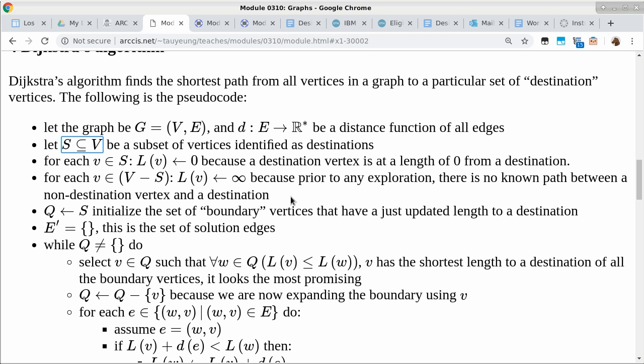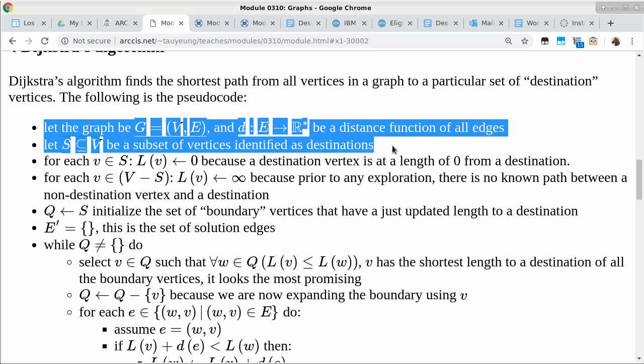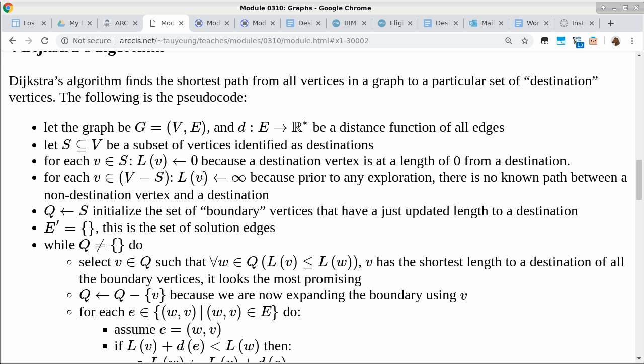Okay, so this is the problem that is given to us. The first 2 lines basically just set up the problem. What is given to us is described by these 2 lines, and then the rest of it would belong to the algorithm. So this line here says for each v in the set of destinations, we want to initialize L of v to be 0. So L of v is basically representing the length of the shortest path from vertex v, lowercase v here, to a destination.